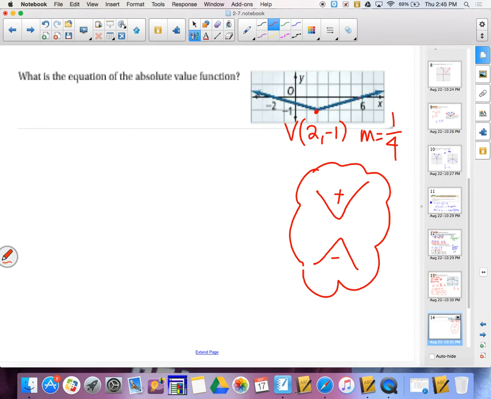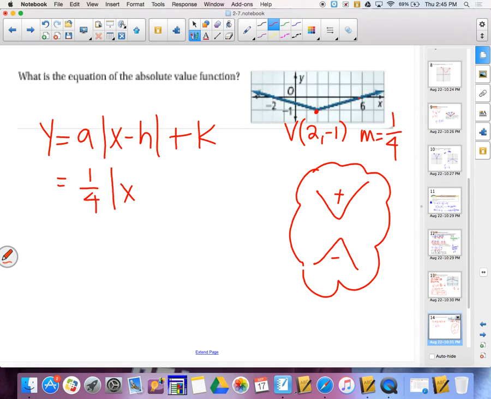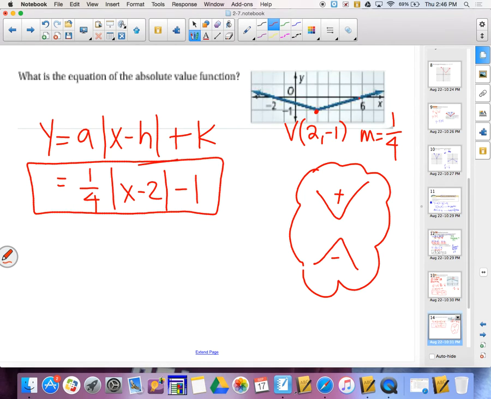Okay, let's go over here and write our equation. What's going to go where A is? 1/4. What's going to go where H is? 2. So is it going to be a positive 2 or negative 2? And then what am I going to put here? Minus 1. That's my equation.